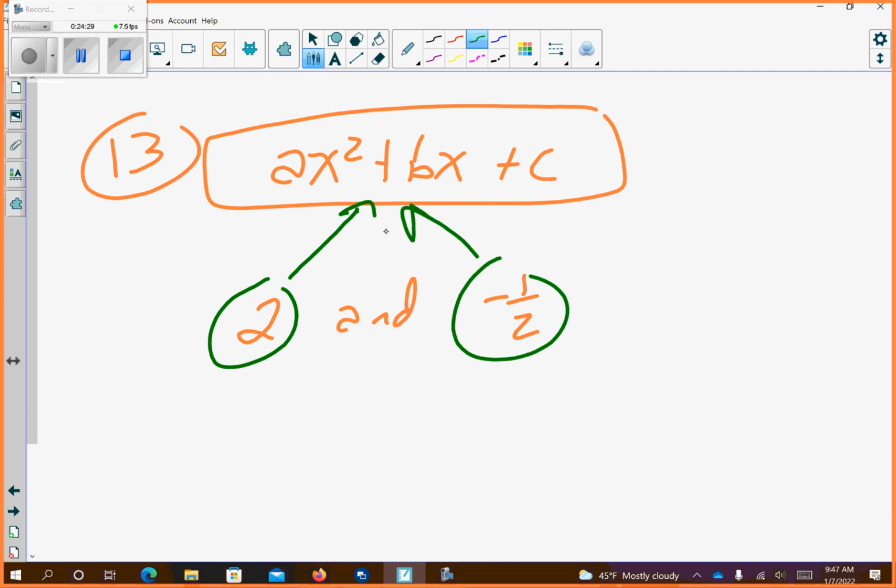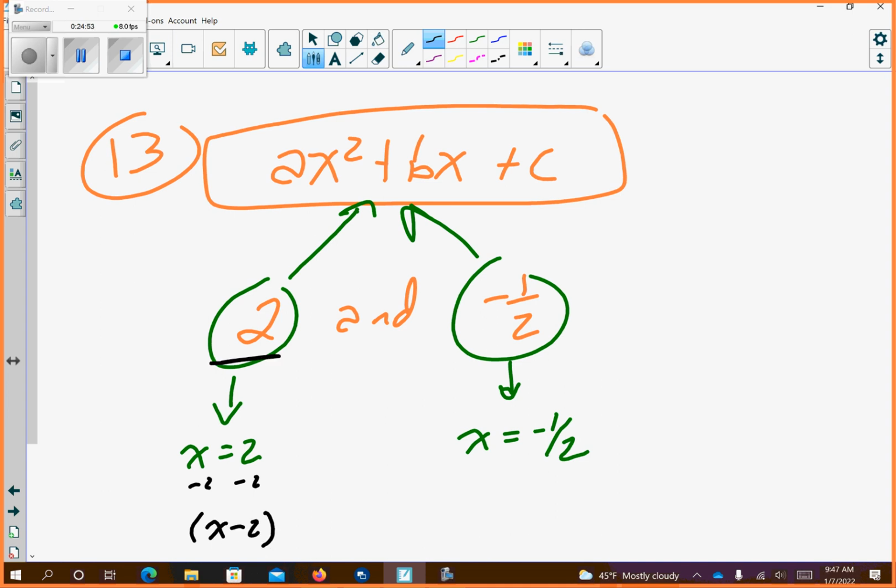Okay, so the first thing you have to know is this means x equals 2. This one means x equals negative 1/2. Is that okay so far? Then I want to make them binomials. So what I'm going to do here is subtract 2, subtract 2. So that gives me x minus 2. So that's the binomial that comes off of this.